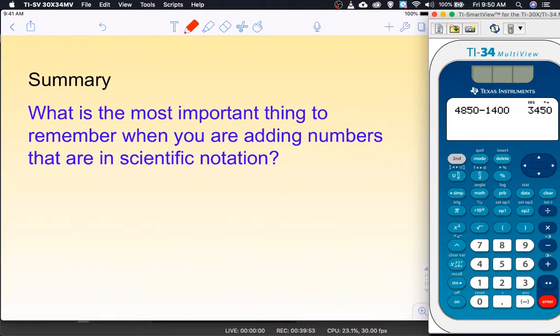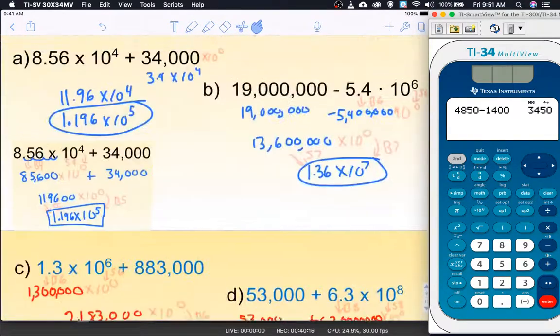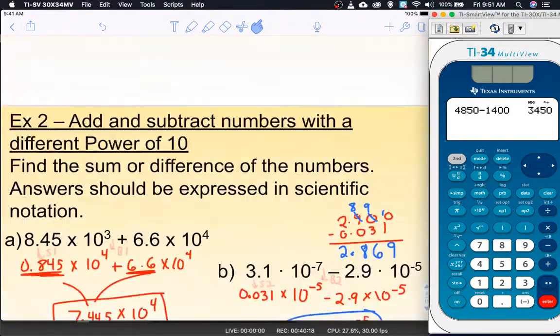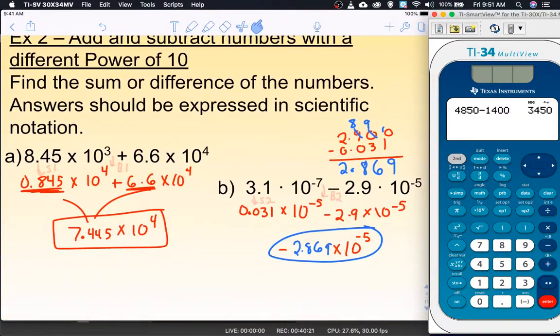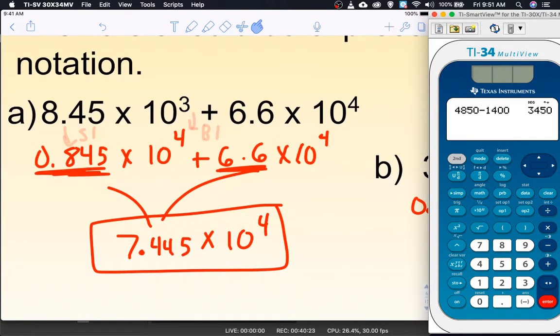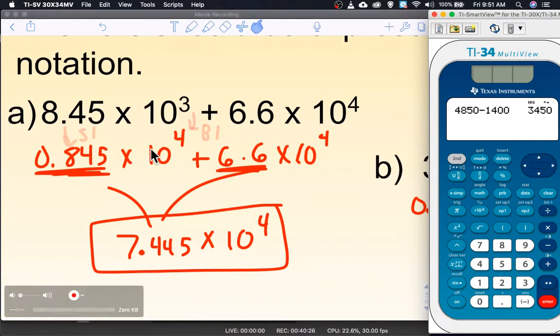So the summary. What is the most important thing to remember when you're adding or subtracting numbers that are in scientific notation? What do you think it is? It should be that you can only add or subtract numbers in scientific notation if they have the same power of 10. They have to have the same power of 10, and your power of 10 stays the same the whole way through the problem.